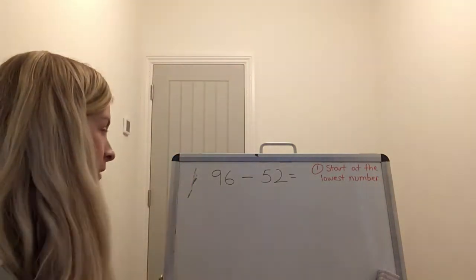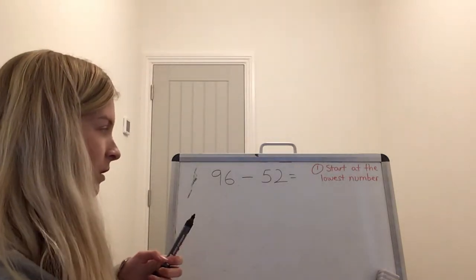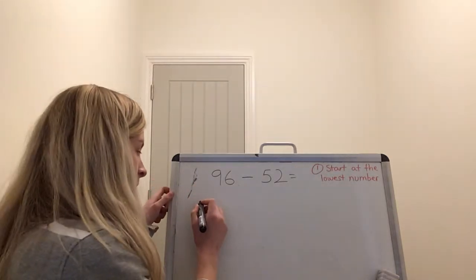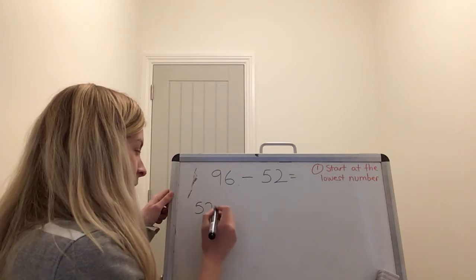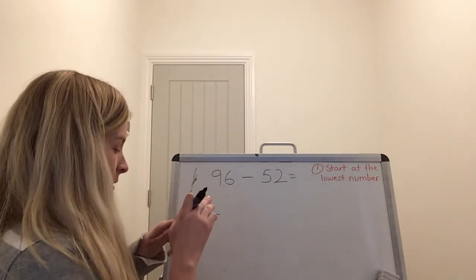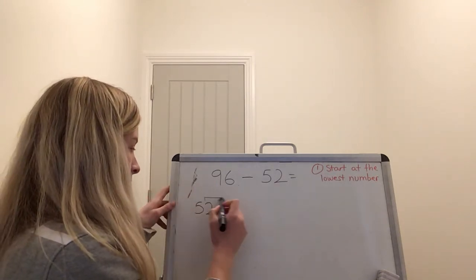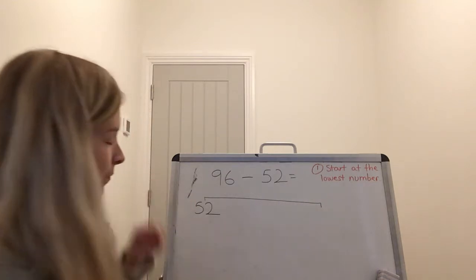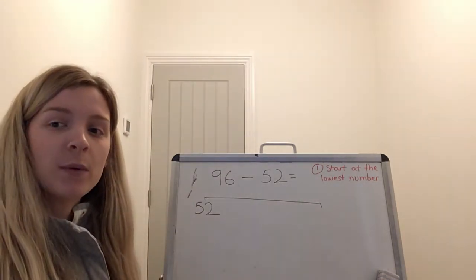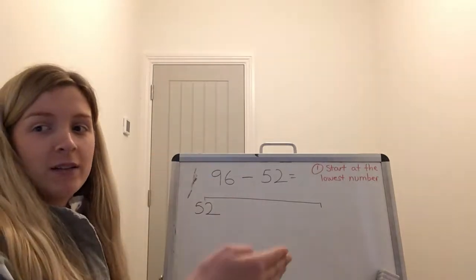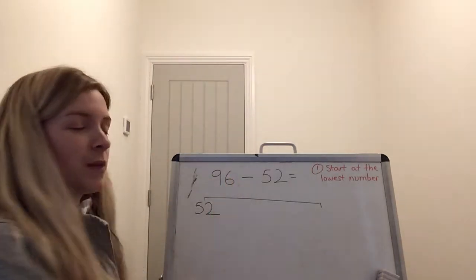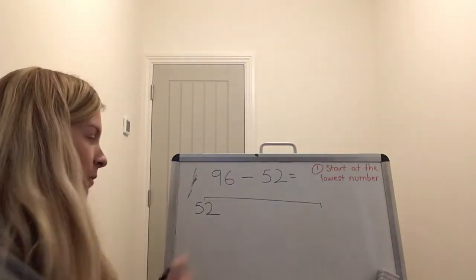Yep, you can see that, good. Okay, start at the lowest number. 52 is the number I'm going to start at. Can you remember what we should do next? We're trying to find the difference. We're trying to get to this number here, 96, but what do we need to do? We've got 52.